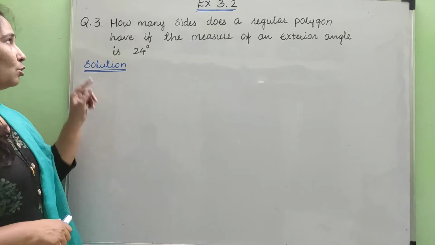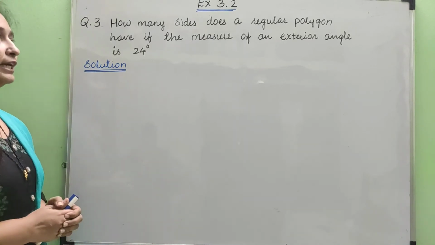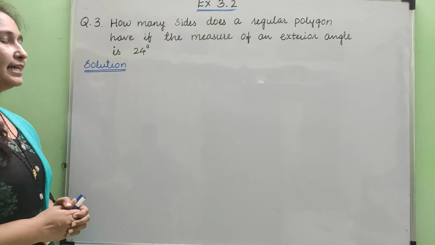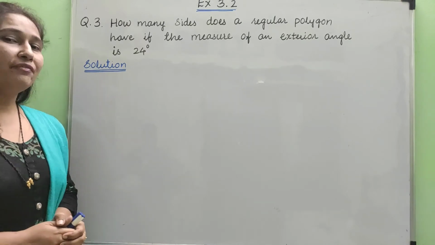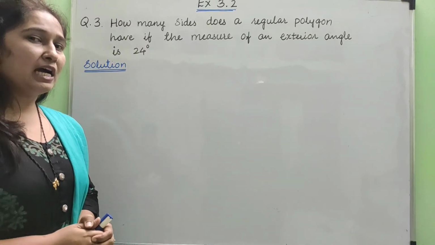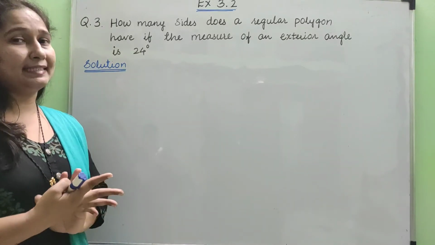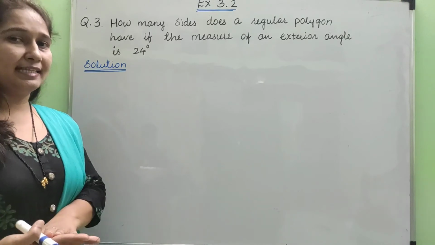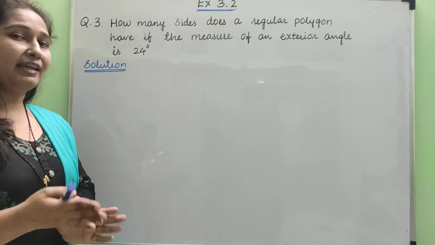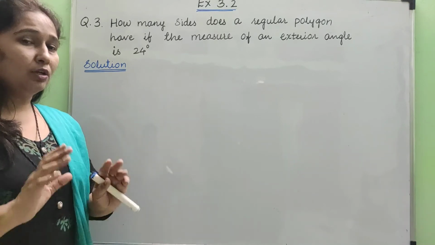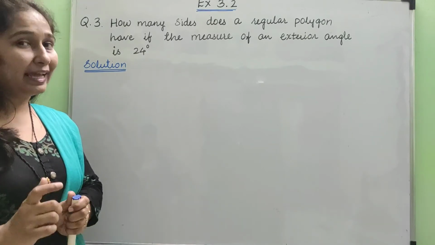Exercise 3.2, question 3. How many sides does a regular polygon have if the measure of an exterior angle is 24 degrees? They have given here the measure of the exterior angle and they have asked for the number of sides. We know the formula to find the exterior angle if the number of sides is given. But here you need to find the number of sides when the exterior angle is given. So we will make a big change in the formula of the exterior angle.